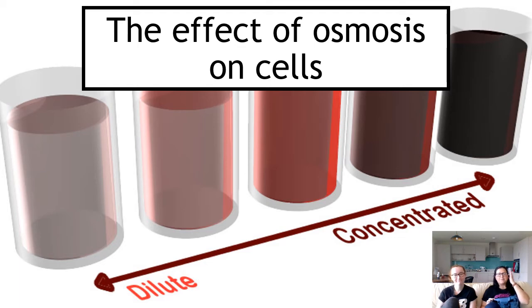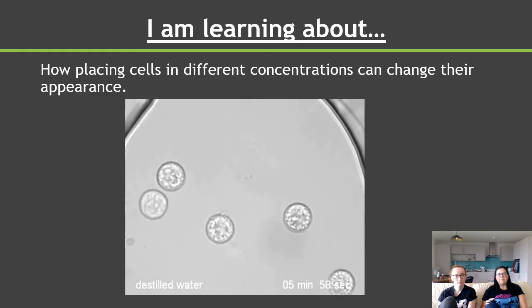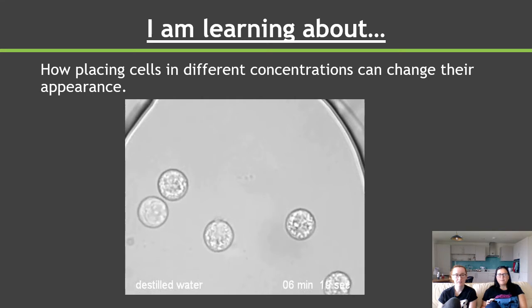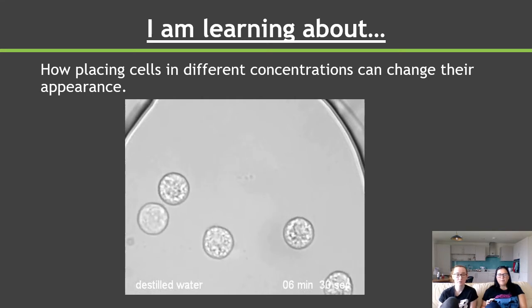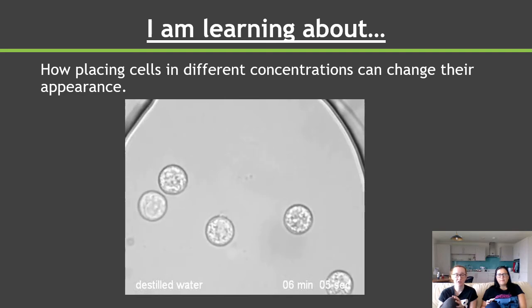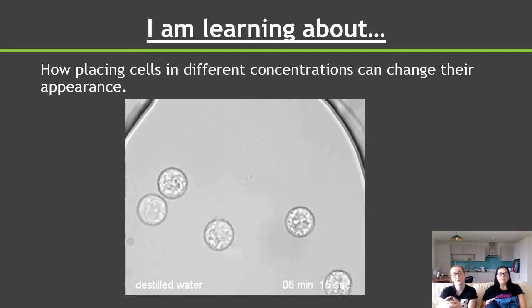Hi there. Okay, so we've covered diffusion as passive transport and osmosis as passive transport. We're now looking at the effect that osmosis can have on cells. This is about water concentrations, and plant and animal cells. If they're exposed to different solutions, what can happen to them? We are going to look at how placing different cells, either animal or plant cells, in different concentrations can change their appearance, and how we would describe their appearance based on this.